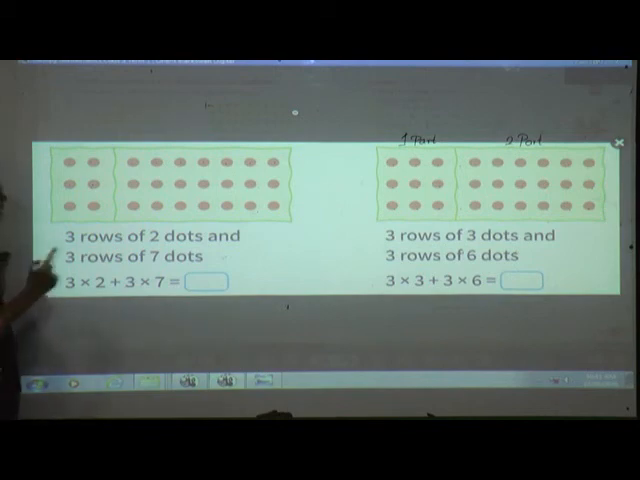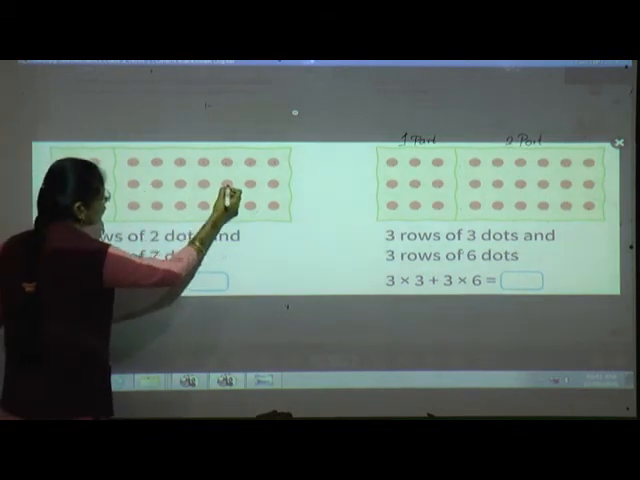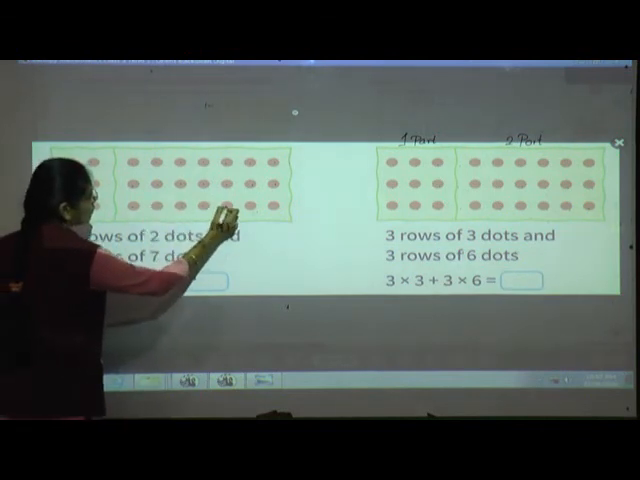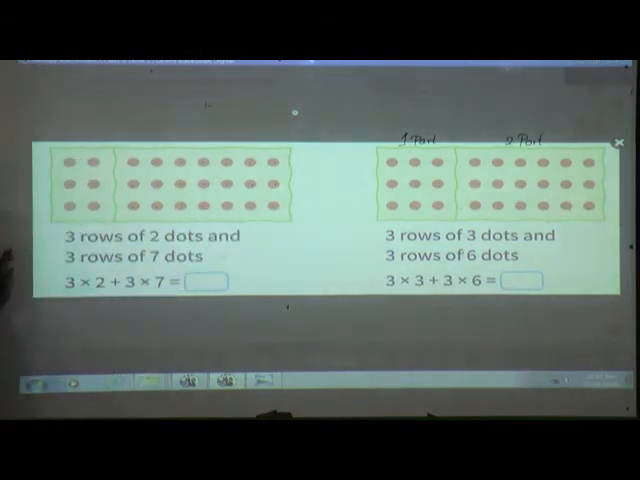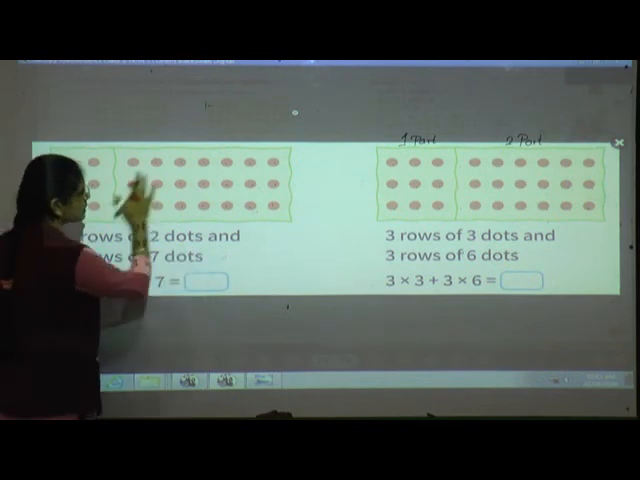Then count the second row. 1, 2, 3, 4, 5, 6, 7. In the second row also, there are 7 dots. See the third row. 1, 2, 3, 4, 5, 6, 7. In the third row also, there are 7 dots. Means 3 rows of 7 dots. This is about this part only.